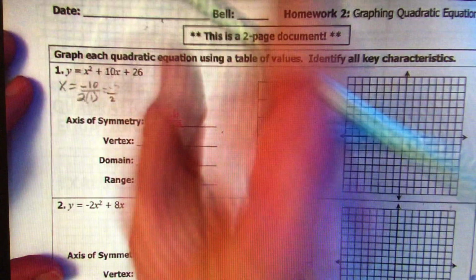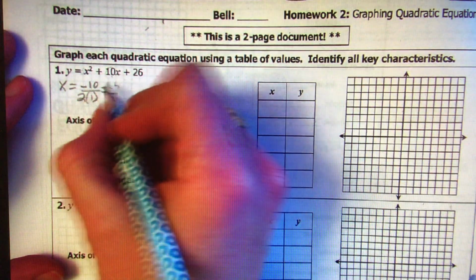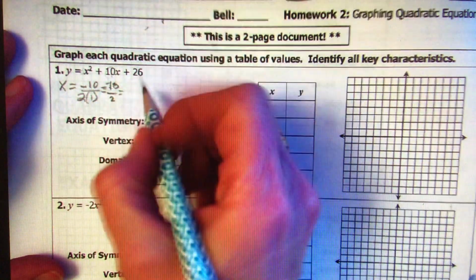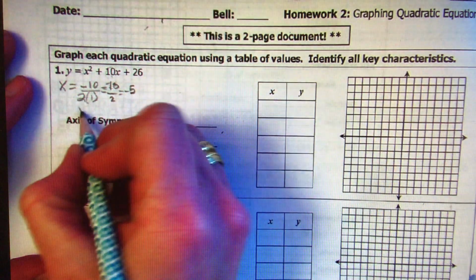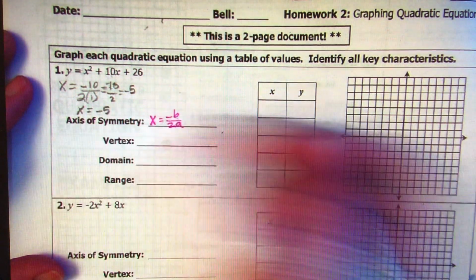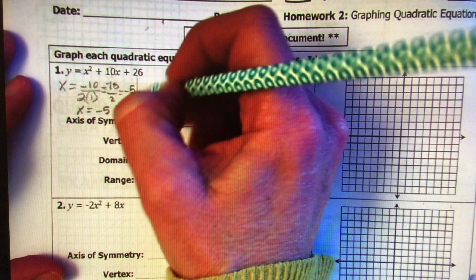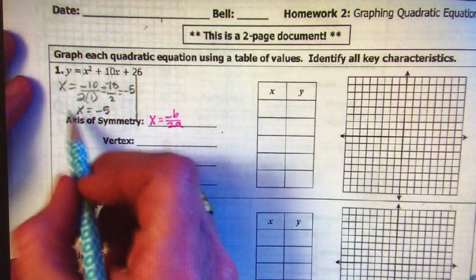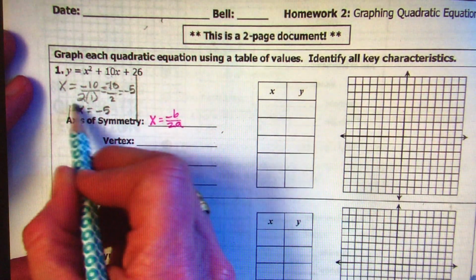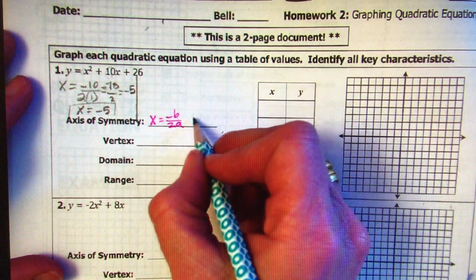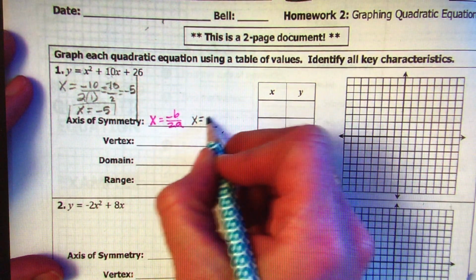That was pretty silly. I can see I'm going too fast. I'm going to end up with negative 10 over 2, which ultimately gives me negative 5. So x equals negative 5. So that's my x side of the equation. What that means is x equals negative 5, and that is the axis of symmetry.